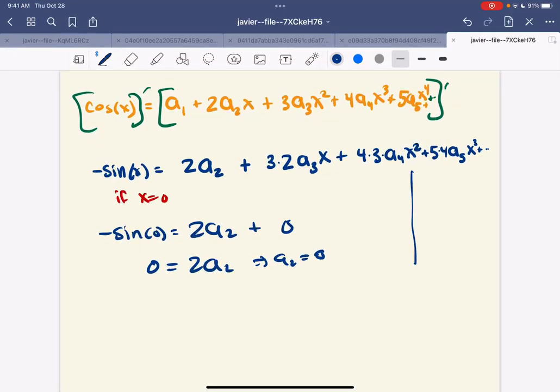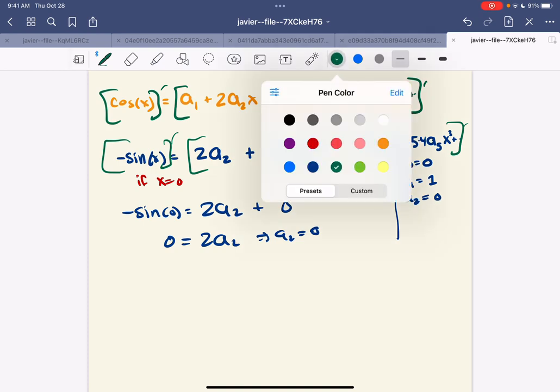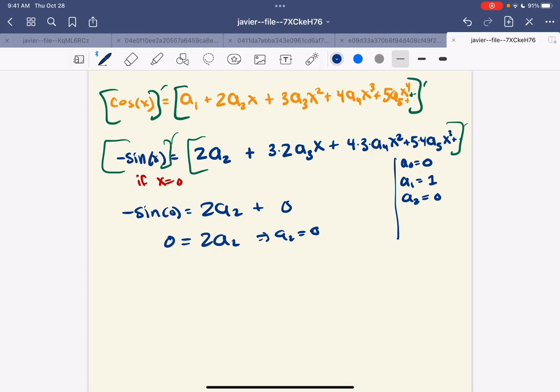Notice I already have 3 of them. I'm going to keep track here. A naught we said was equal to 1. Sorry, 0. A1 was equal to 1. A2 is equal to 0. Now we need A3. Now you're getting the hang of it. To find A3, I'm going to take this one right here and take the derivative of it. Because if I take the derivative of it, some nice things will happen on the right-hand side.